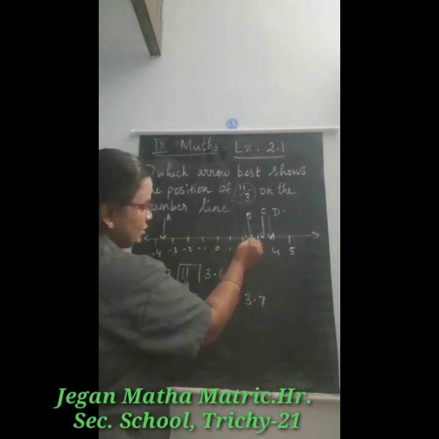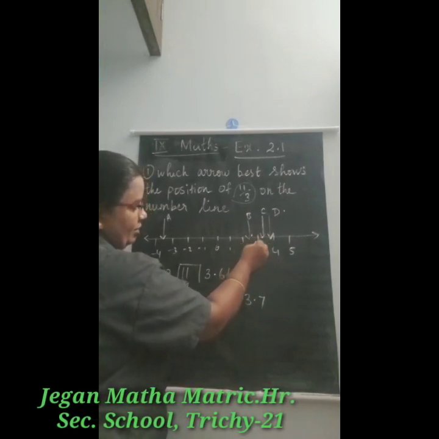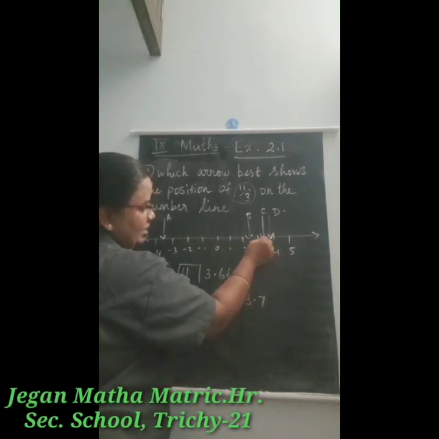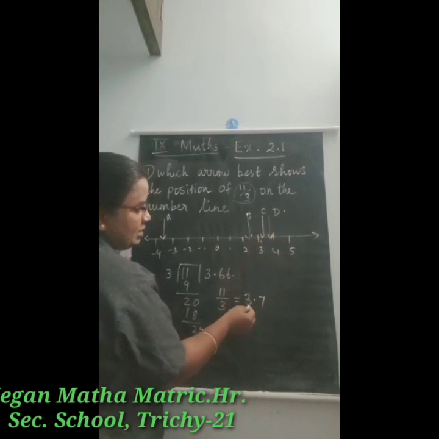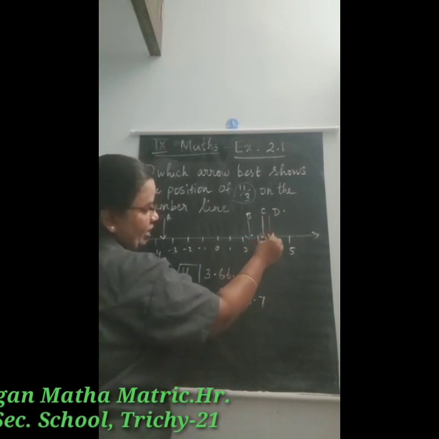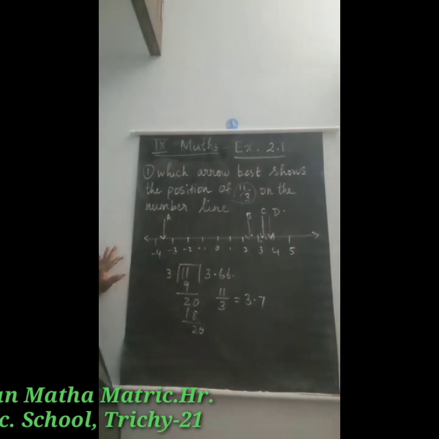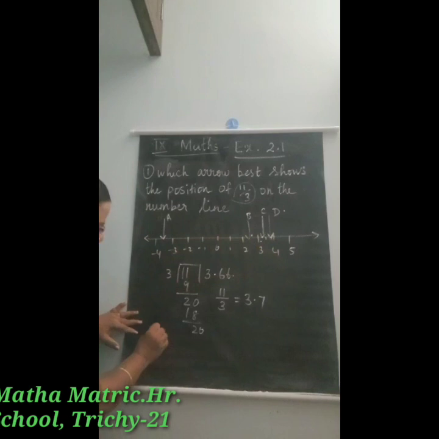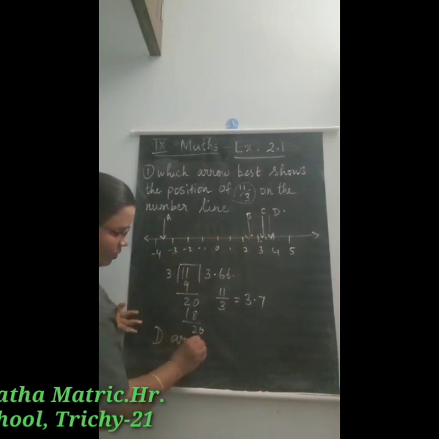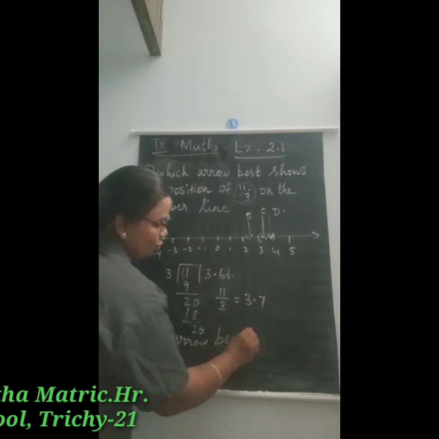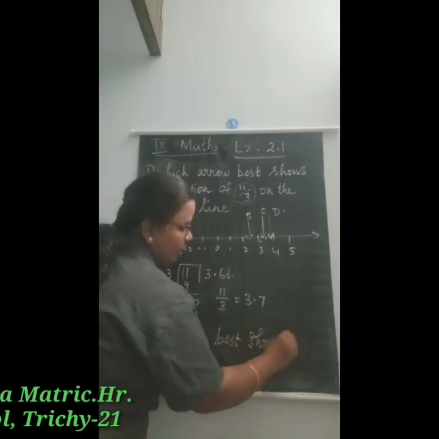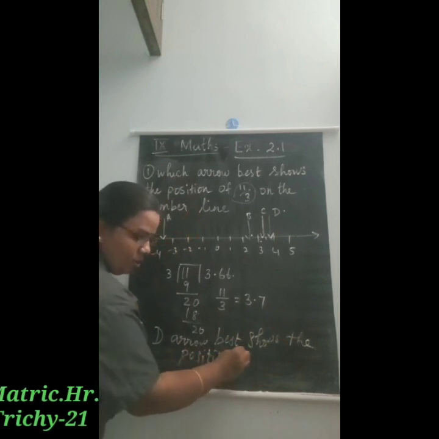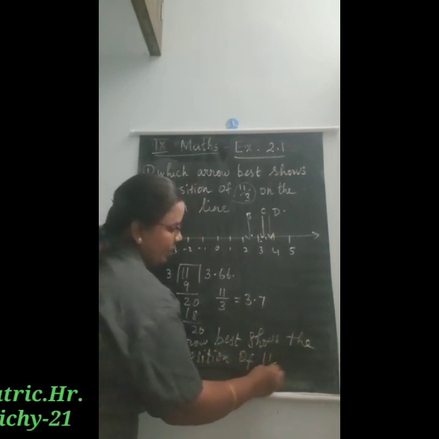So which one is this? This is 2 and 3, in between 2 and 3. And this is 3.7, in between 3 and 4. And this one or this one we have to select. This is 3.7. After 3.5, that's D is correct. So which arrow best? D arrow. So D arrow best shows the position of 11 by 3 on a number line.